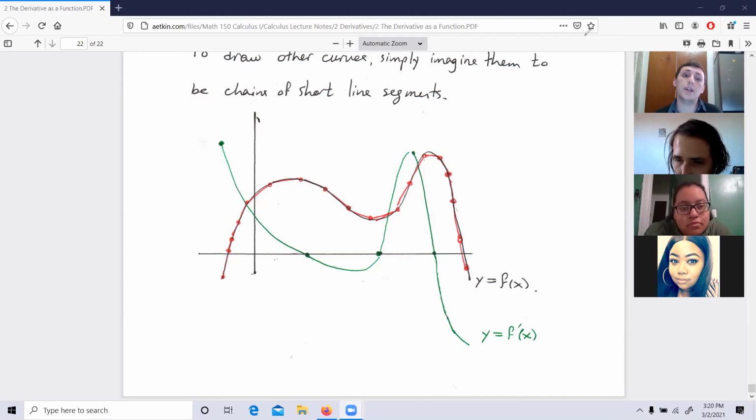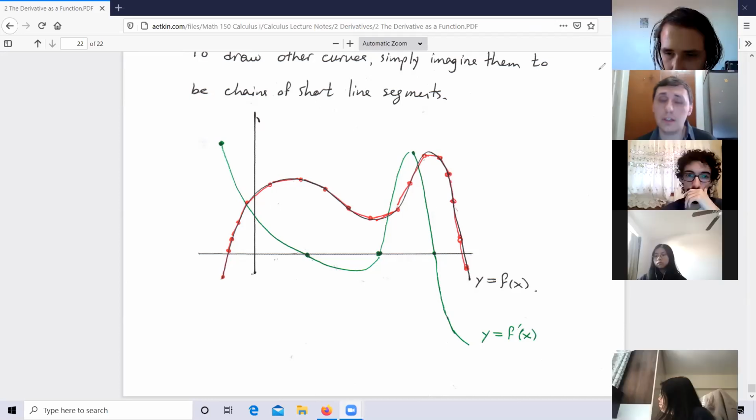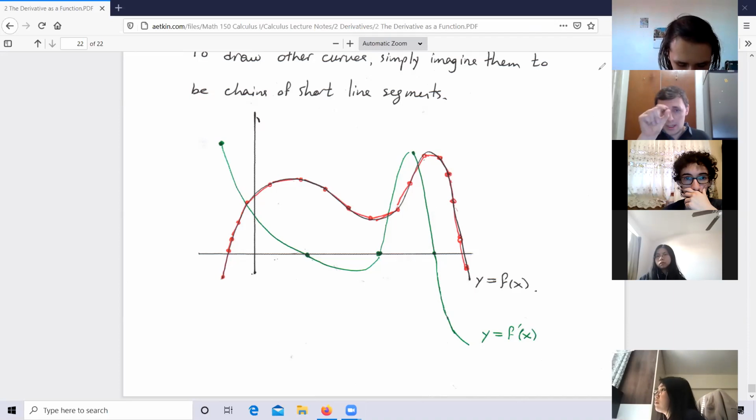Yes, the derivative becomes the y for that graph. Exactly, the derivative becomes the graph. What I'm saying, guys, is extremely trivial. A curve is built of line segments, a chain of line segments. And therefore, the graph of the derivative is the plot of slopes over those line segments. Yes?